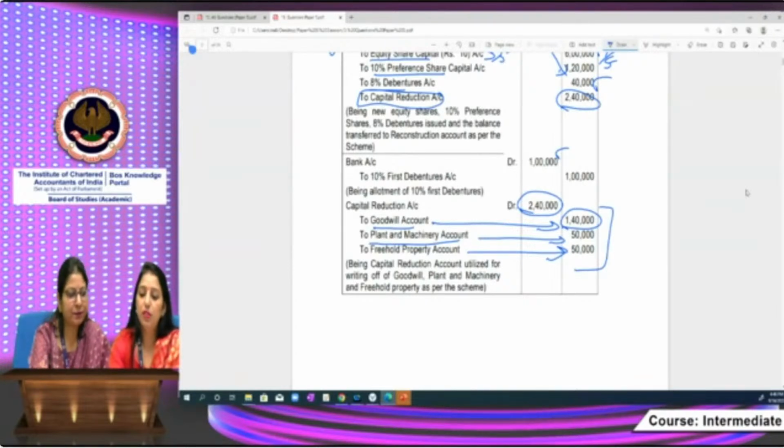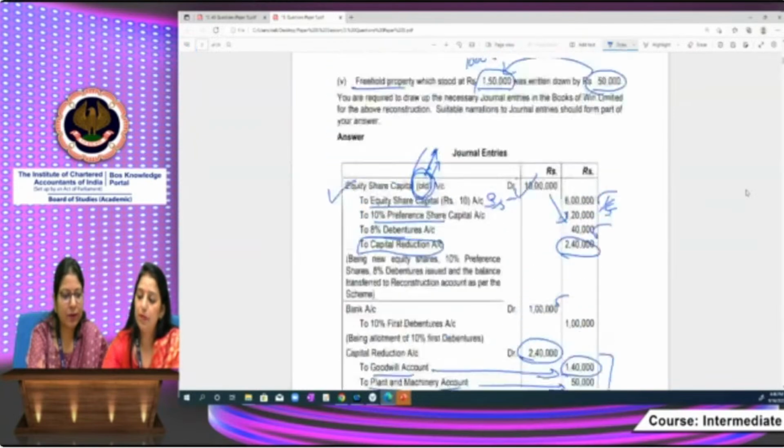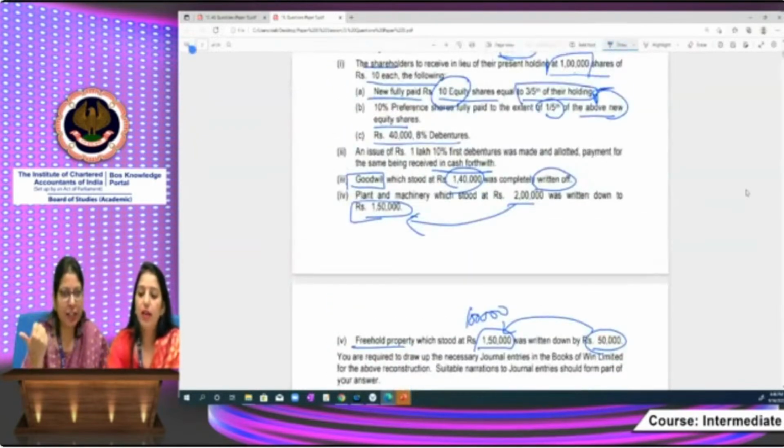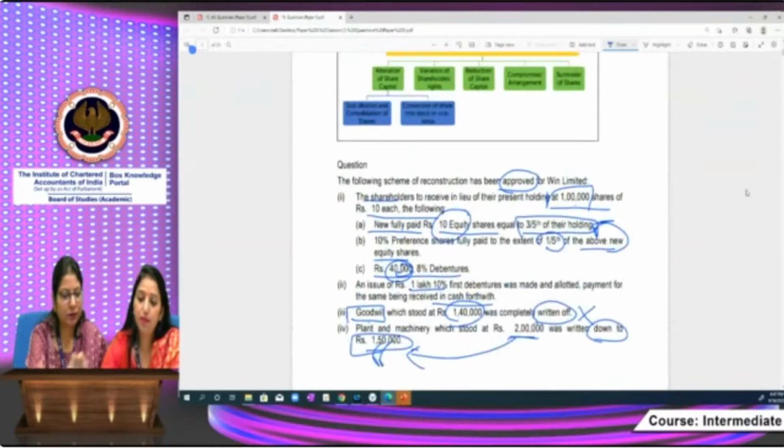Now the plant and machinery revised value will be what? You can see the earlier value and the reduction. Earlier value was 2 lakh and it was written down to 1,50,000. That means in the balance sheet it will be shown at 150, the revised value. And freehold property will be shown at 1 lakh. Goodwill is written off, so no amount of goodwill will be shown. Fresh issue of debenture of 40,000 will be shown in the balance sheet. 10% preference shares 1,20,000 and 6 lakhs equity share will be shown in the balance sheet.